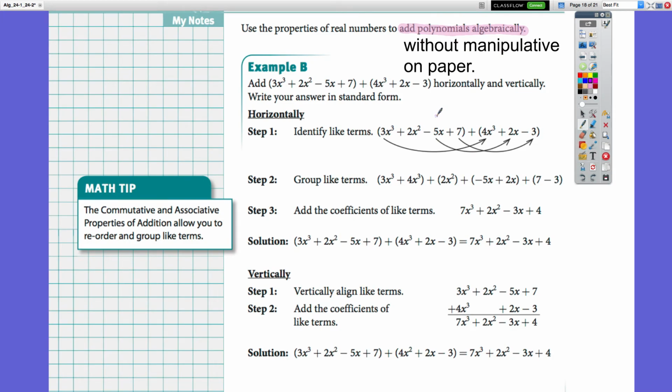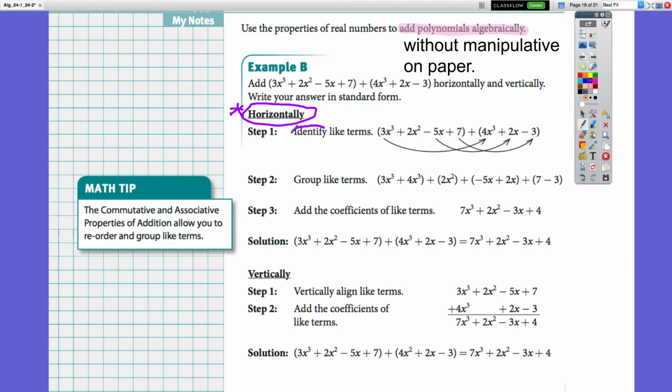And this is also going to go back to the beginning of the lesson when we separated out the like terms. So it's asking us to add these two polynomials horizontally and vertically. Now, for the sake of this lesson, typically we are going to use this horizontally, or this is the way I want you to use this. Very much so following these steps in line.